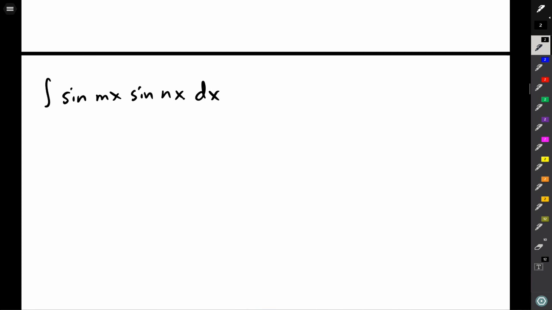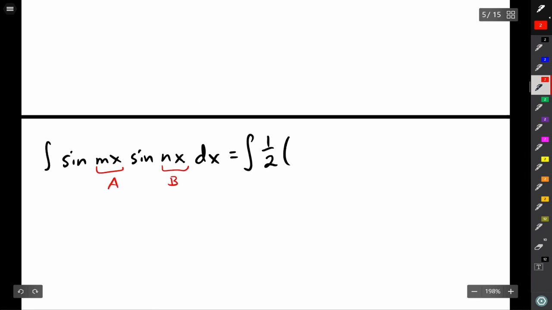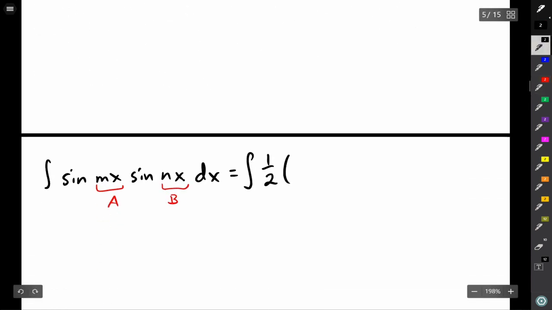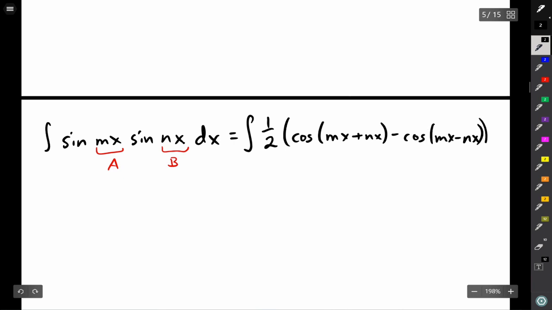According to our integral formulas, we turn this into 1/2. In this case, related to those identities, this is A and this is B. If you look back at that one, we're doing this one up top. So we're going to have cosine, now mx plus nx, and then minus cosine mx minus nx dx.